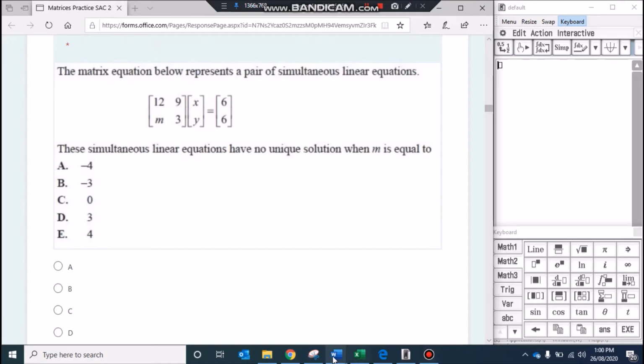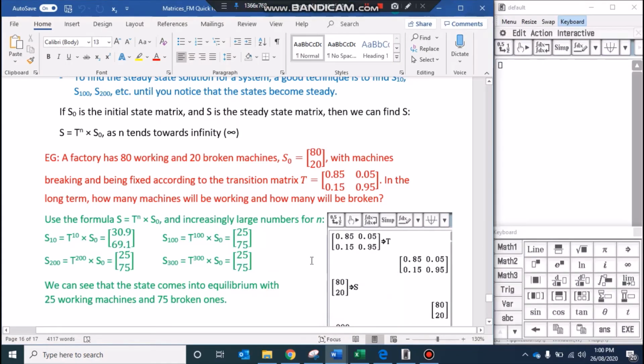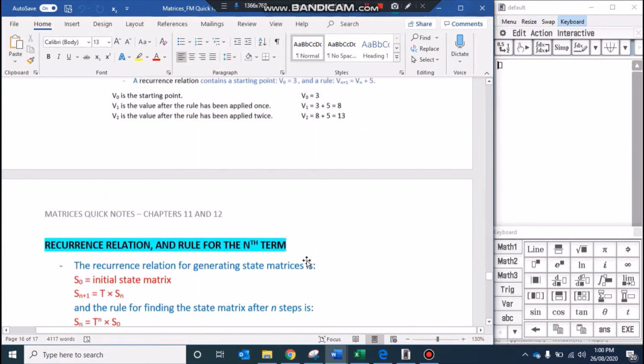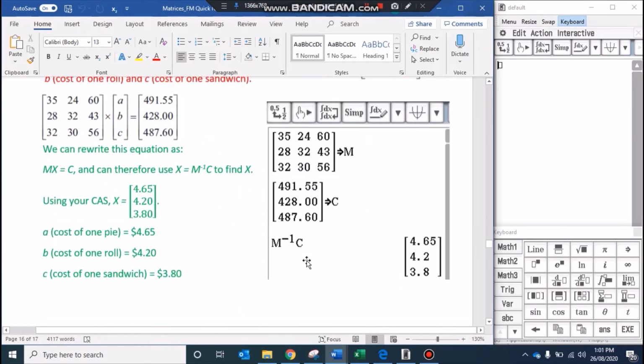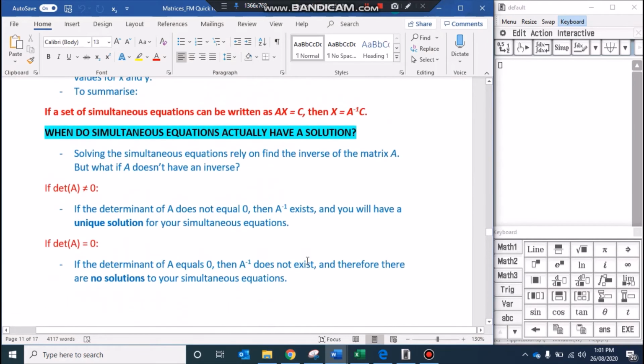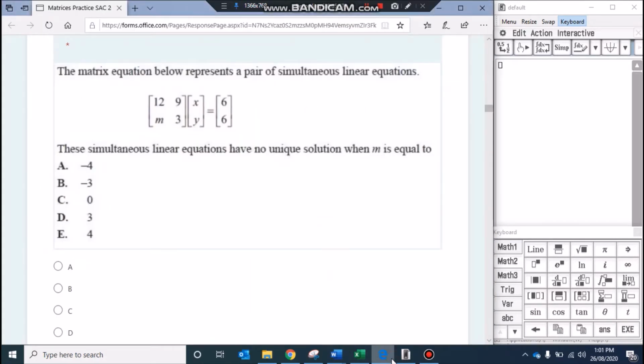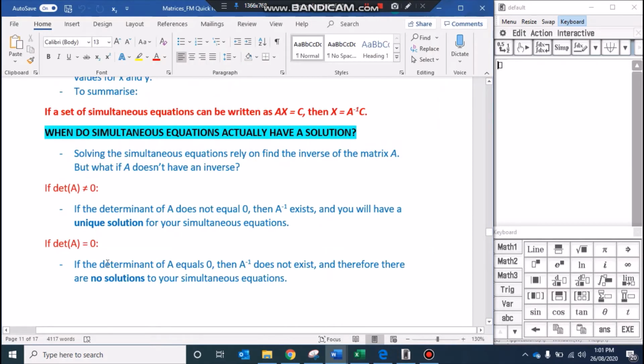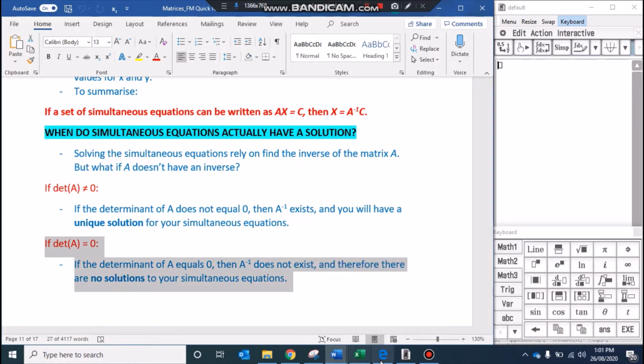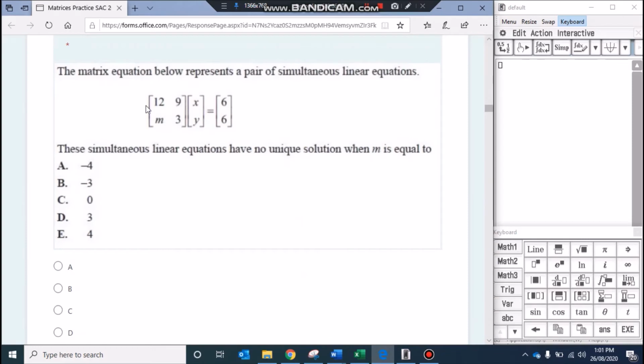So if we remember back to simultaneous equations, what happens is if the determinant of A equals 0, then you have no solutions. And that's what we're trying to do. So when the determinant of A is 0, you have no solutions for your simultaneous equations. So if we can find the value for m out of these options when the determinant is 0, then that's going to be our answer. So we can just use trial and error. That's one way to do it.